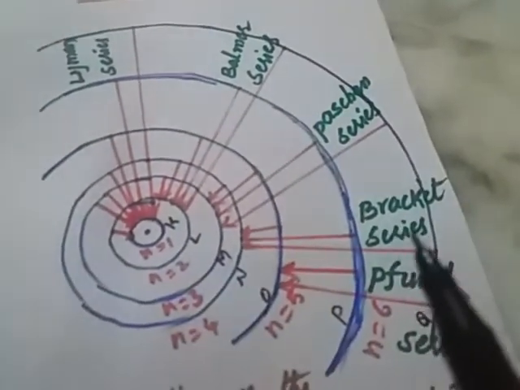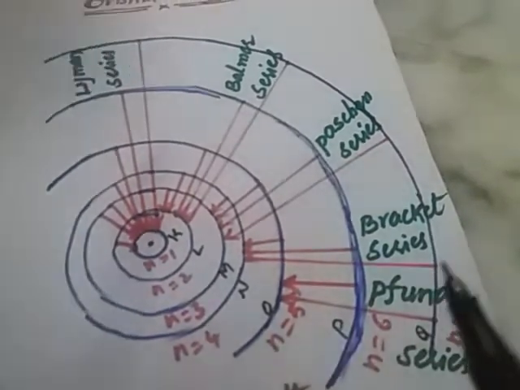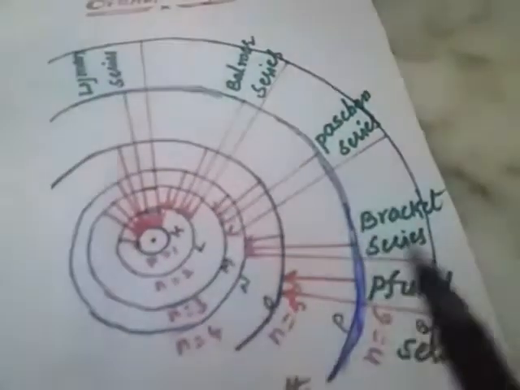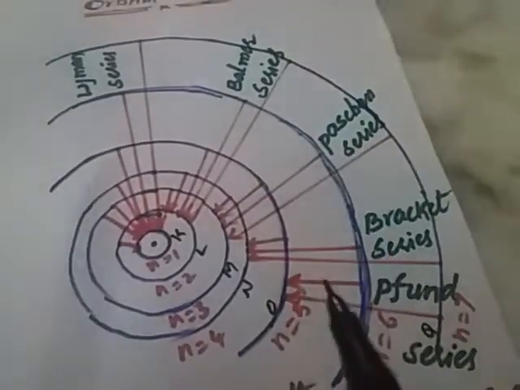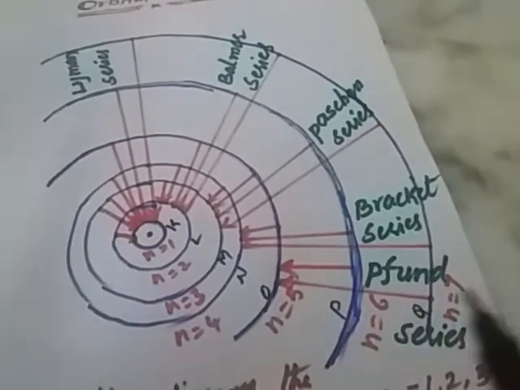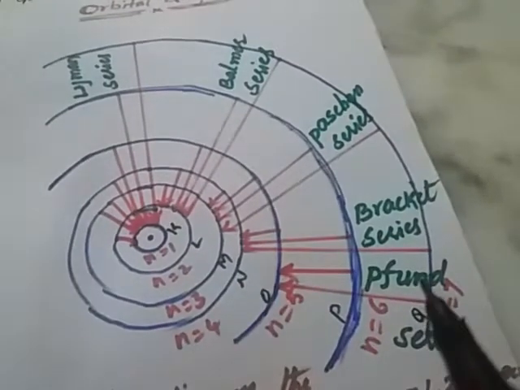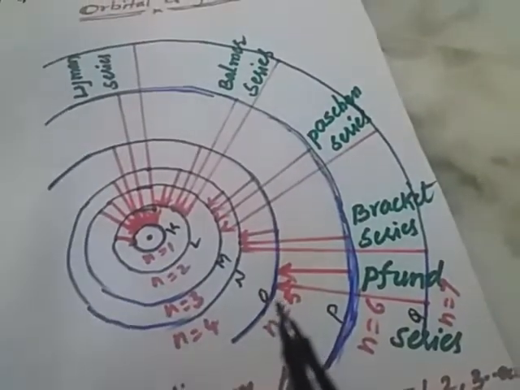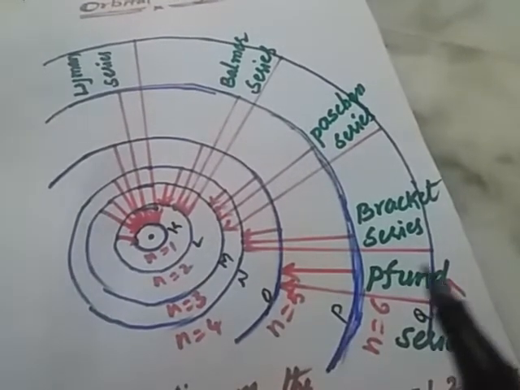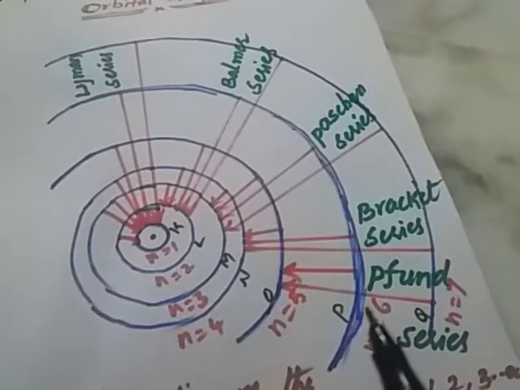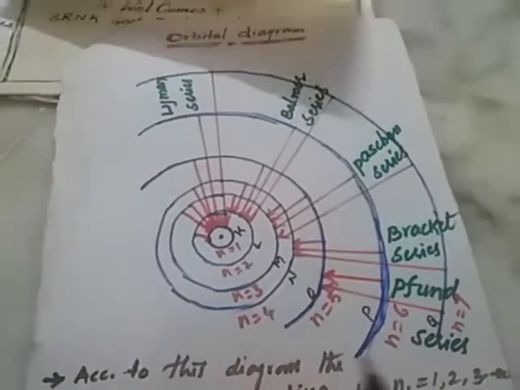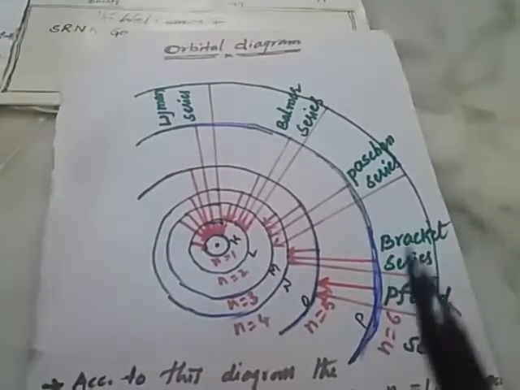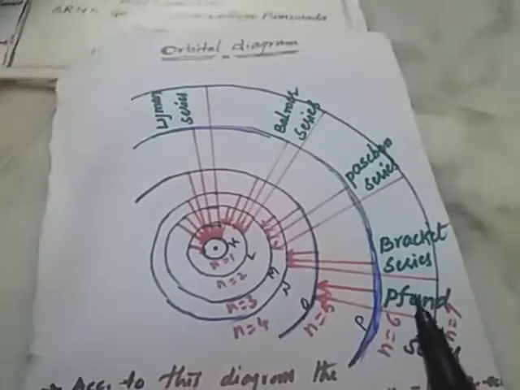Similarly, the Brackett series is represented by an electron jumping from the outermost orbits to the fourth orbit, and the Pfund series is represented by an electron jumping from the outermost orbit to the fifth orbit. So the different series can be represented in an orbital diagram.